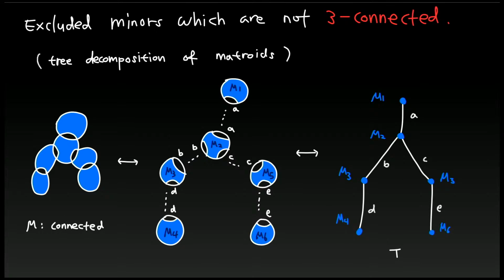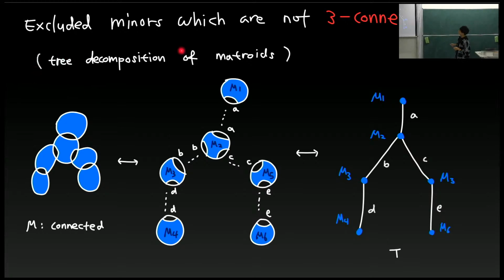So we can finish characterizing the three-connected excluded minors, and it is enough to consider the excluded minors which are not three-connected. For that, we use a tree decomposition for a matroid, which is good for looking at all the two-separations of a matroid. So now let me define what a tree decomposition is.